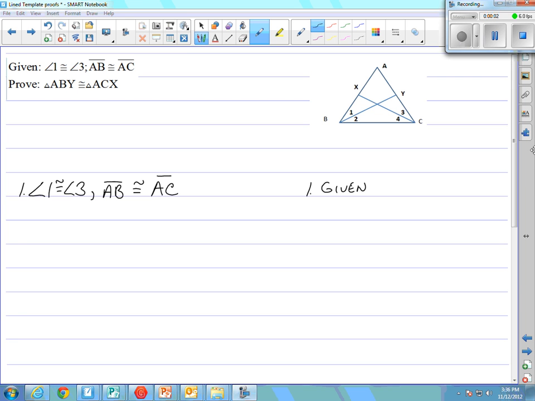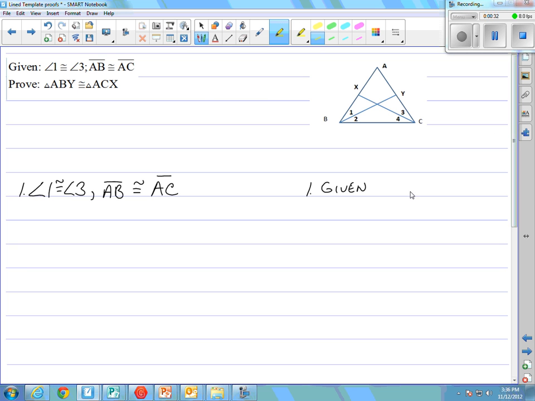In this video, we're being asked to try to show triangle ABY congruent to triangle ACX. So ABY is going to be that triangle right there, and ACX is going to be the one that looks kind of like its counterpart right there. First thing we know is angle 1 is congruent to angle 3, and then AB is congruent to AC.